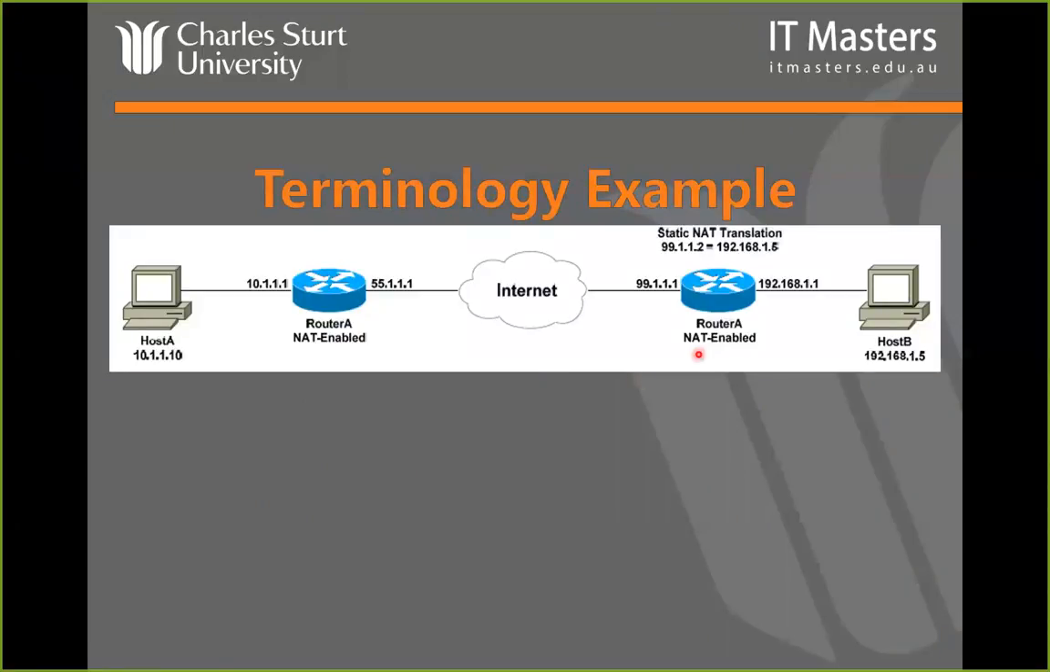Oh, okay, right. Yeah, that's a really good question. Because this particular address, 99.1.1.1, is the IP address that's assigned to that specific router on its outside interface, okay? The 99.1.1.2, as it says here, it's a static NAT translation.